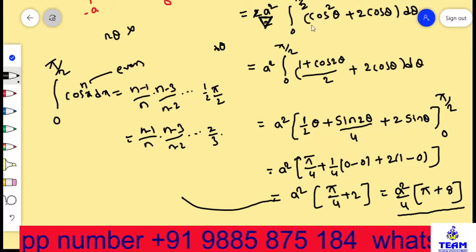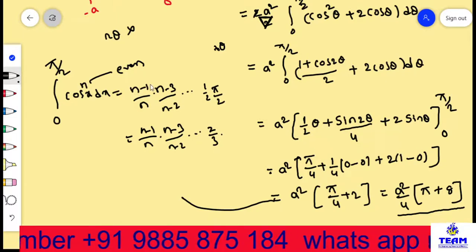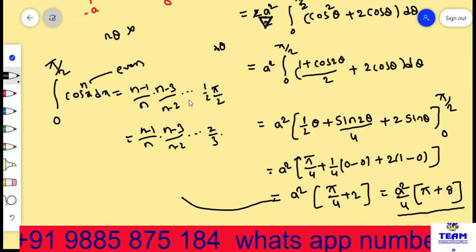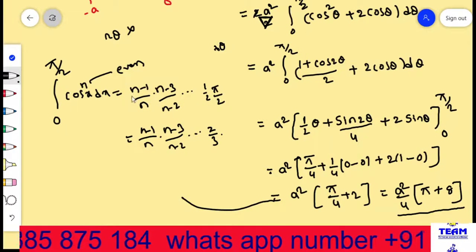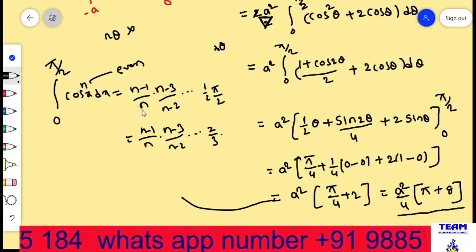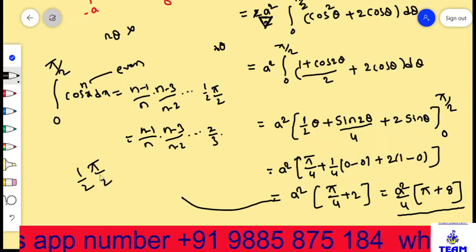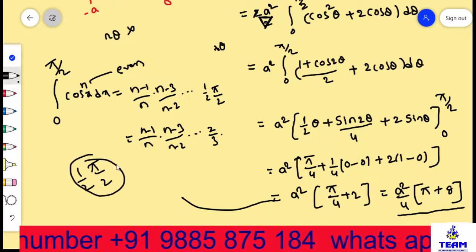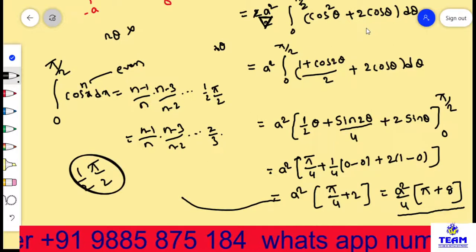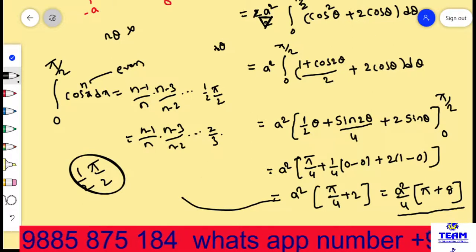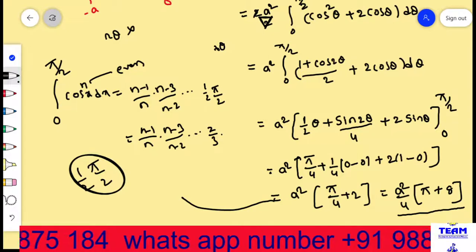So here cos square is there, so n is even. In the even case, first 2 you substitute here, 2 minus 1 by 2. Whenever 1 by 2 came, you write pi by 2, that's it, 1 by 2 into pi by 2. So you have pi by 4, and previously we have proved this one also. So this is method 3. Is it clear for everyone? Right. Thank you for watching this video.